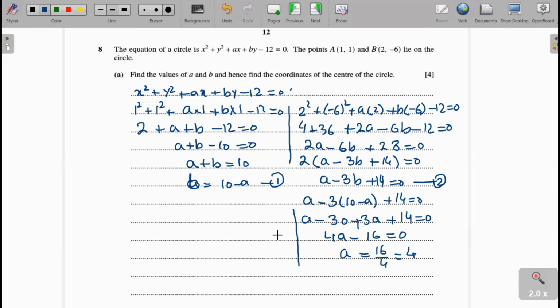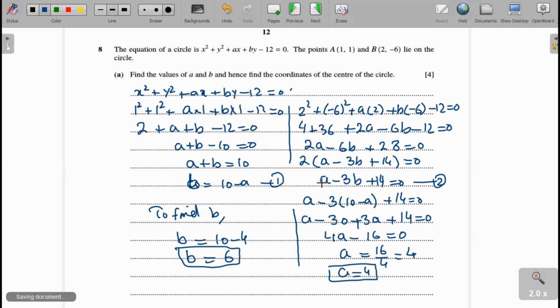Now to find b, we put this value here: b equal to 10 minus 4, and b will be equal to 6. So b is 6 and a equal to 4. Now to find the coordinates of the center of the circle, we put these values in this equation.